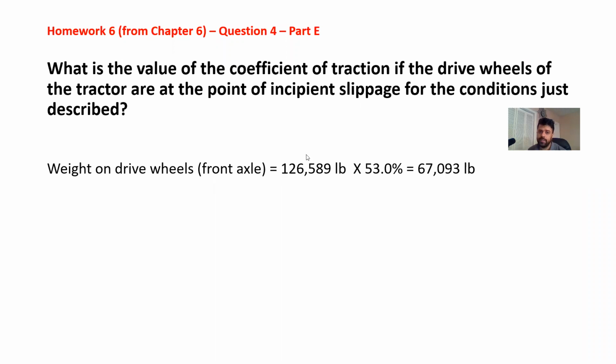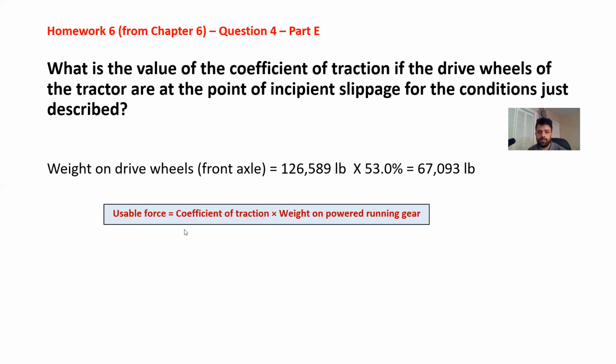So you should not consider the entire weight of the equipment. You should consider the portion of the weight that is carried by the front axle. So we know 53% of the entire equipment weight is carried by the front axles, and that is equal to 67,000 pounds. This is the weight on the front wheels or front axle of the equipment.